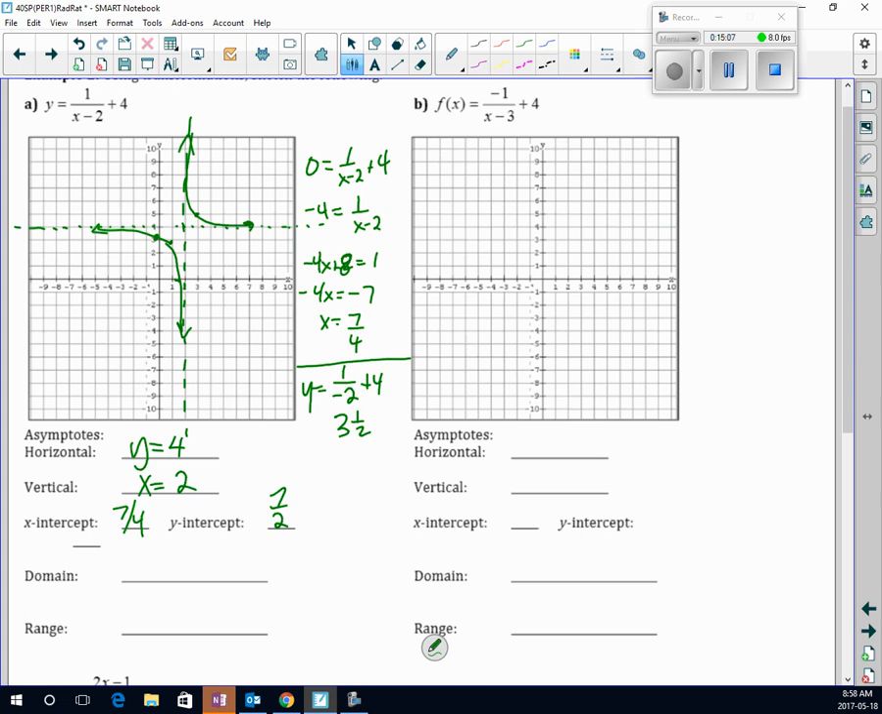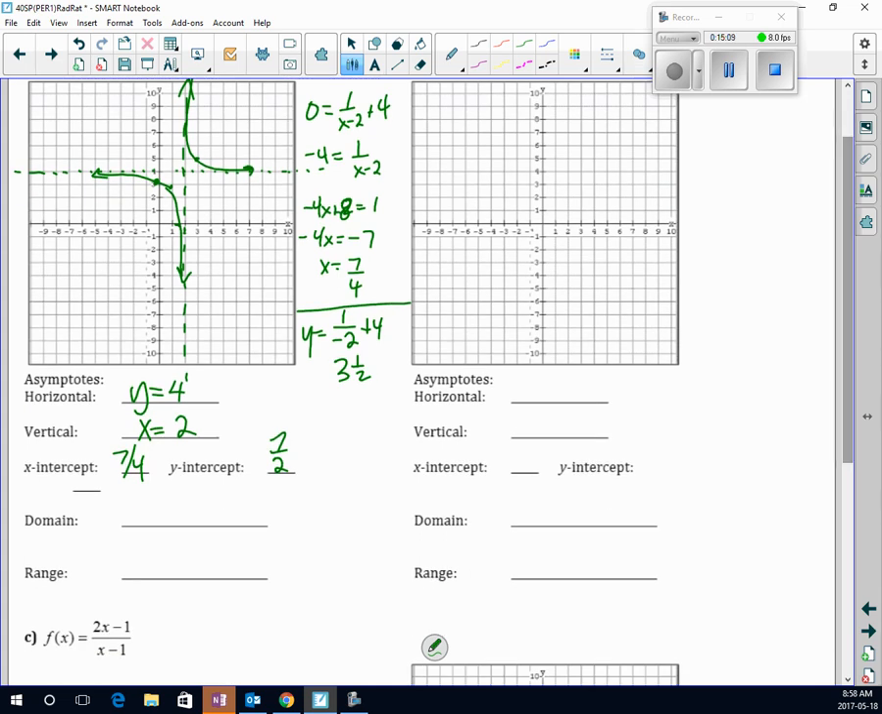Okay, what's my domain? Negative infinity to 2 and 2 to infinity. We don't include 2. It goes all the way up to 2 and then it starts again at 2. What's my range? Negative infinity to 4 and 4 to infinity. Again, it doesn't include 4 at any point in the graph. Yes?